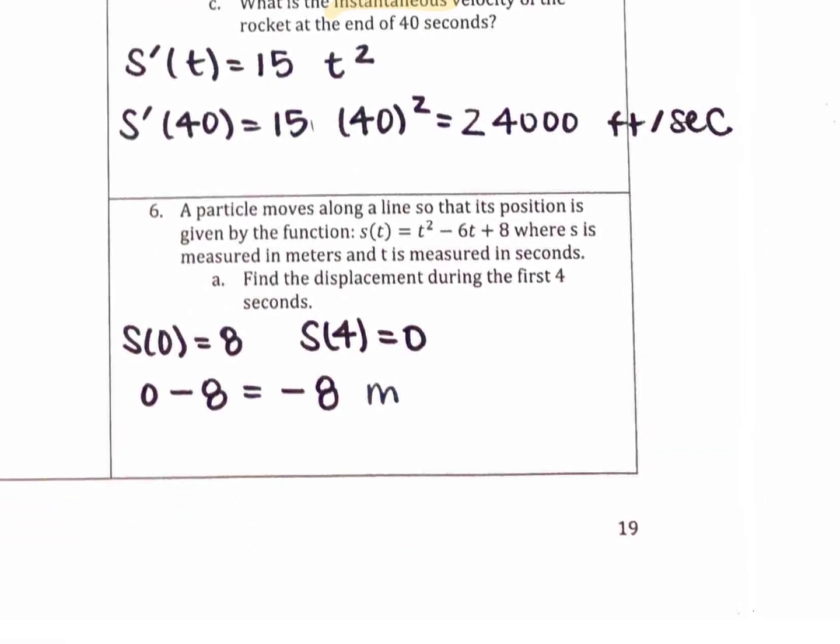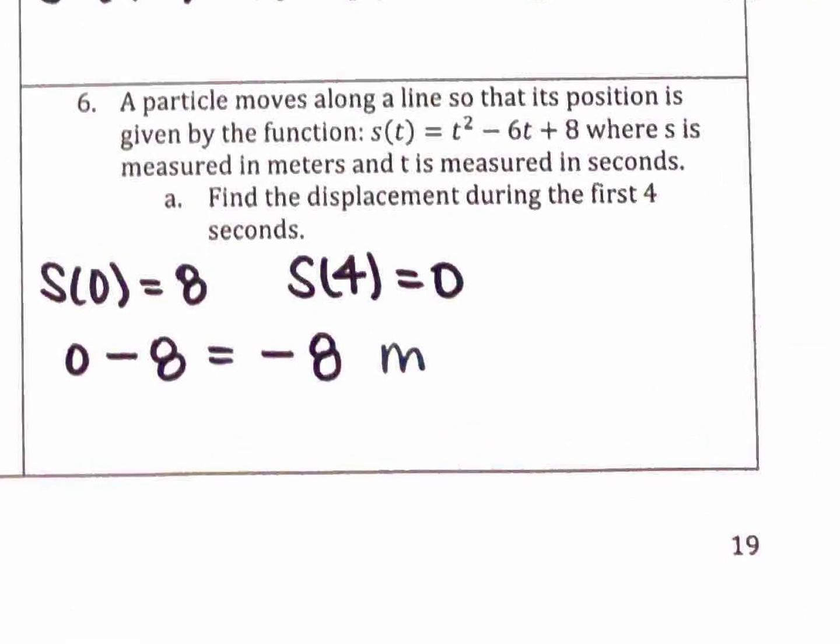All right, number 6. A particle moves along a number line so that its position is given by the function t squared minus 6t plus 8. S is meters, t is seconds. Find the displacement.